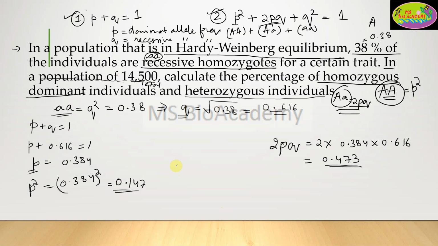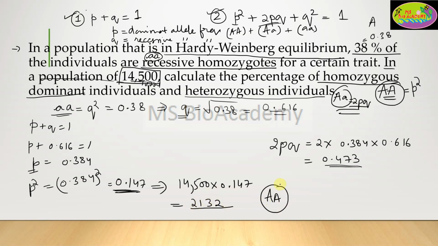So what we are going to do is multiply it with the total number of population. Okay, so you will find that 14,500 multiplied by 0.147 will give you the number of individuals with the dominant AA genotype. You can just solve it. I think it will come to some 2,132. That is what you will get. 2,132 individuals will be there in this total population of 14,500 with the dominant homozygous genotype.